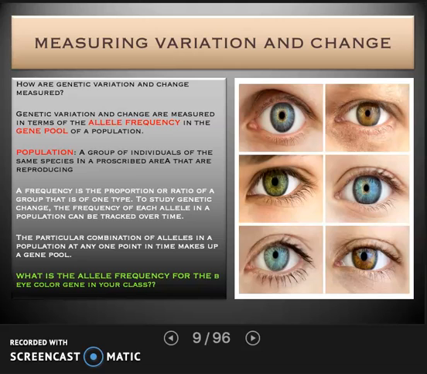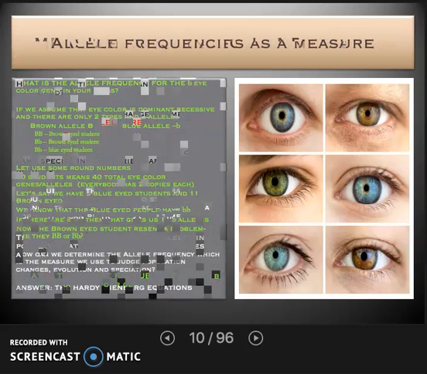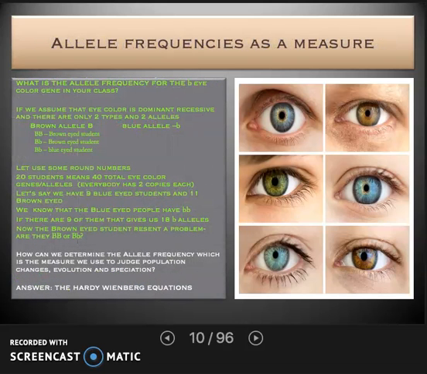All right, so what's the allele frequency for the little b eye color gene, the blue eye color gene, in your class? Let's do this. Remember that we use this simple model, the brown eye allele and the blue eye allele. So we have three genotypes: big B big B, the homozygous dominant, big B little b, the heterozygote, and little b little b. That gives us only two phenotypes. You either have blue eyes or brown eyes, and big B gives you brown eyes, little b gives you blue eyes, and the heterozygote, big B little b, gives you brown eyes as well.